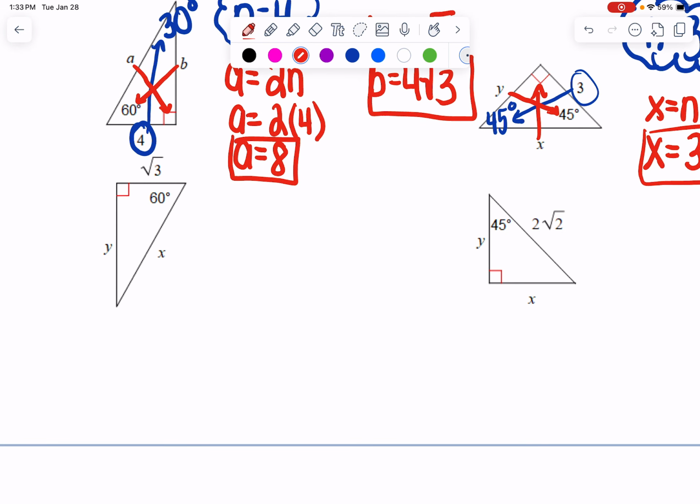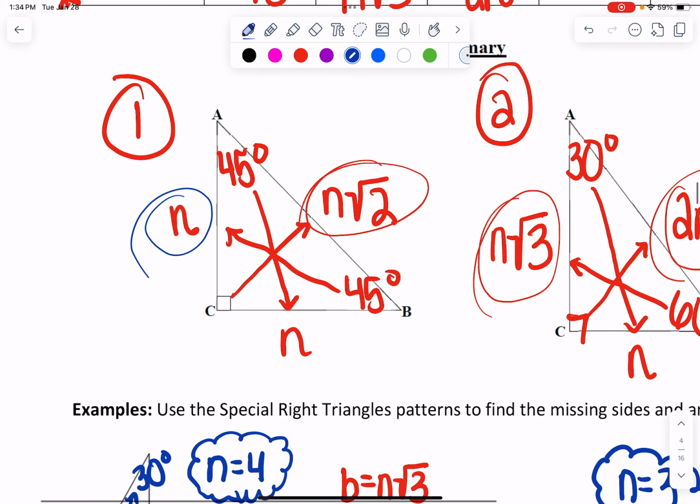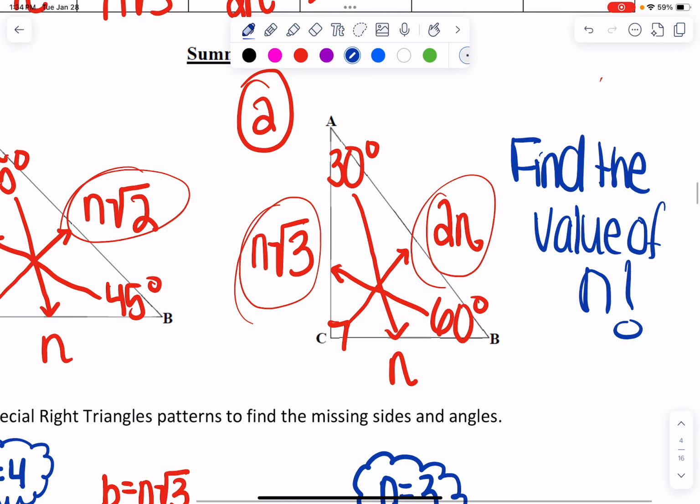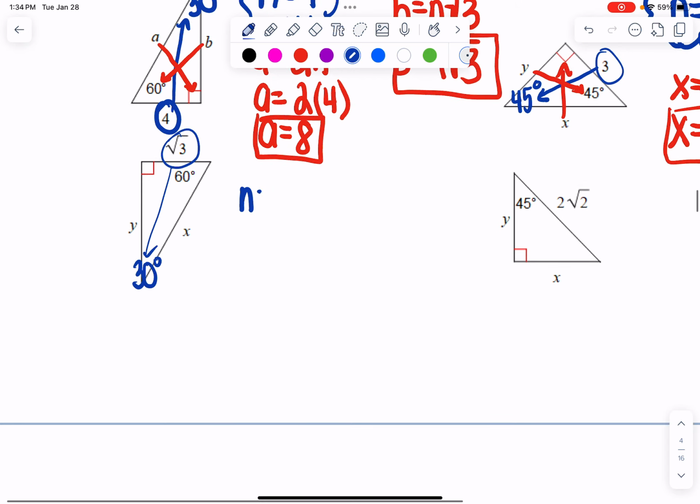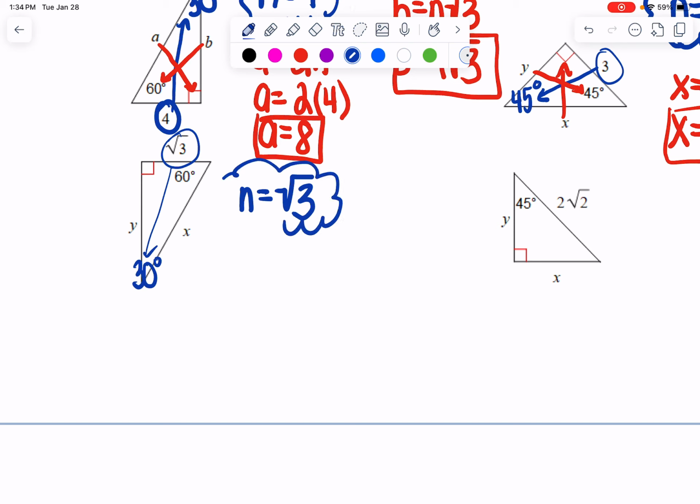Let's try this one. For this one, you're going to start with the side that is labeled, which is that root 3. Draw an arrow opposite, which is going to be 30 degrees. So then from there, using my ratios above, opposite to 30 is that n. So in other words, n equals root 3. You're going to use that to find x and y.